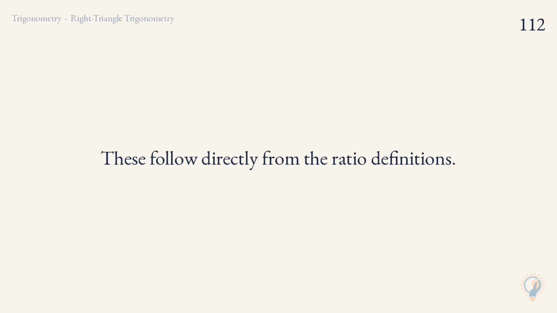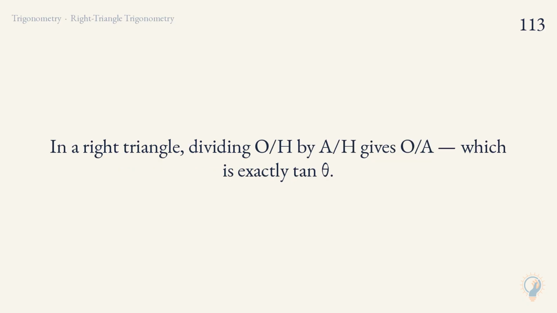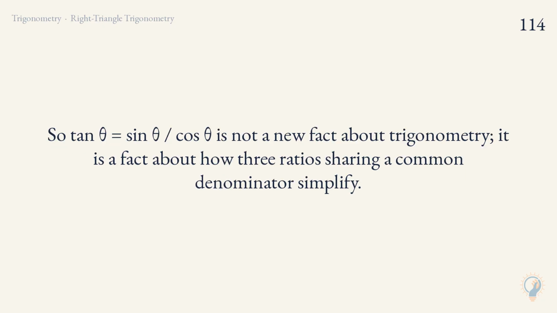These follow directly from the ratio definitions. In a right triangle, dividing O over H by A over H gives O over A, which is exactly tangent theta. So tangent of theta equals sine theta over cosine theta is not a new fact about trigonometry. It is a fact about how 3 ratios sharing a common denominator simplify.